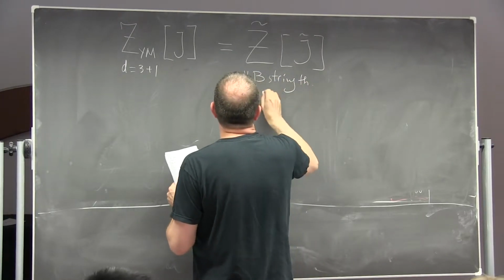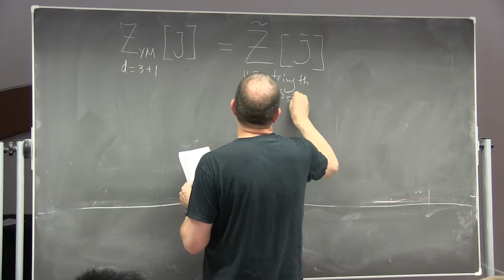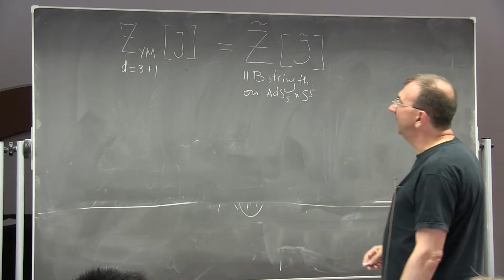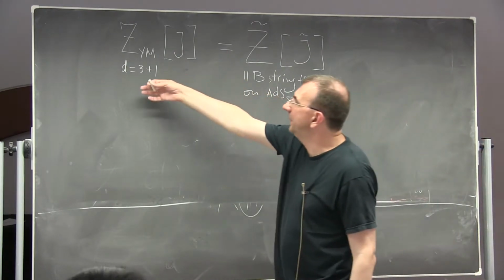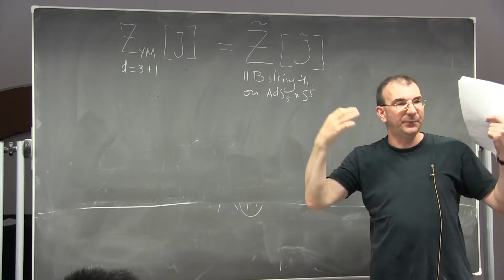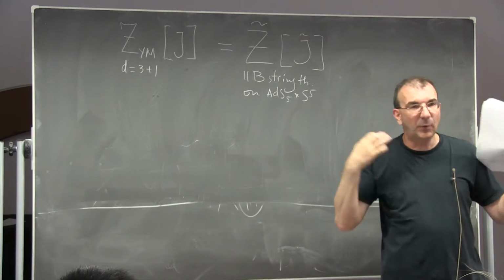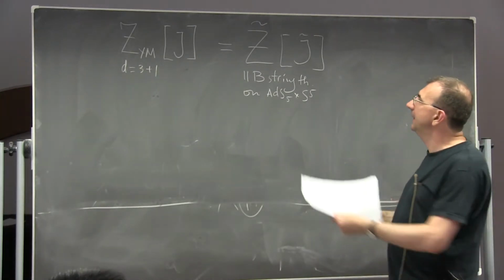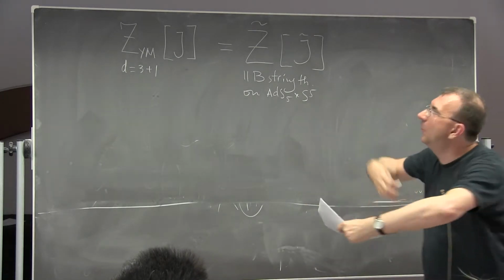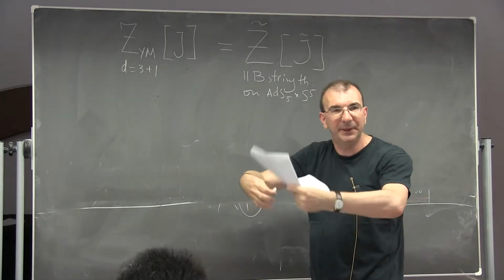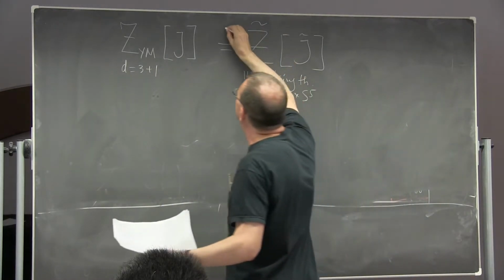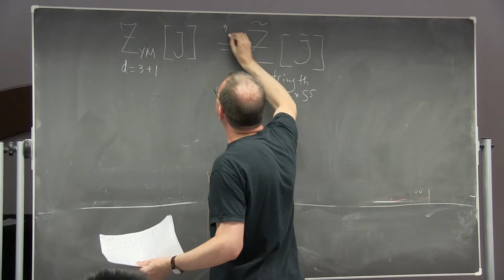String theory on AdS5 cross S5. And the statement is that these two partition functions, these two Z's, are equal to each other. So there is an identity. So these theories are identical as quantum theories. In other words, there is a change of variables. We cannot make it explicitly. We don't know how to, unlike Kramers-Wannier duality, where I can actually explicitly rewrite this in terms of this. We don't know how to do it. That's why it remains a conjecture.